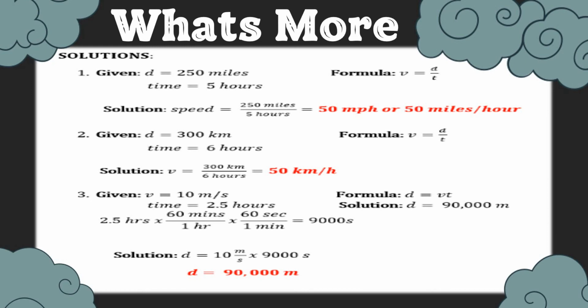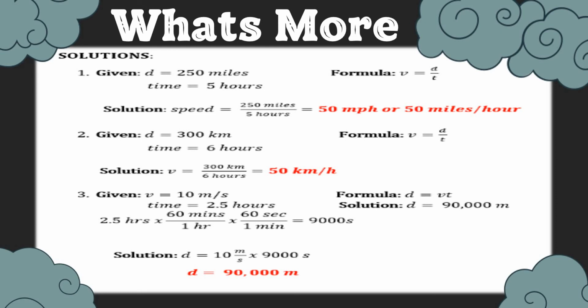Okay, so given speed is 10 meters per second, the time is 2.5 hours. We need to change hours into seconds. So we have 2.5 hours times 60 minutes over 1 hour times 60 seconds per minute. To simplify further, we arrive with 9,000 seconds. And the formula we're going to use is d equals v times t, where d is 90,000 meters. Okay? So that will be your answer.